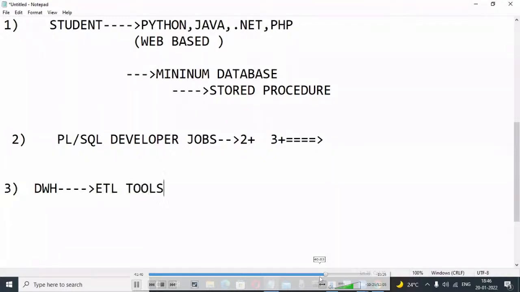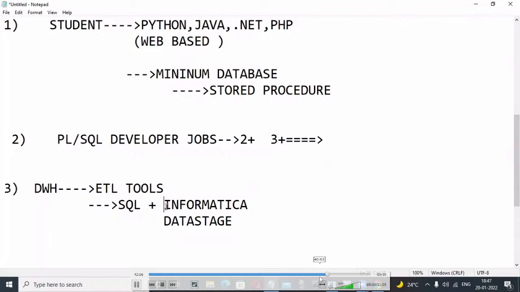ETL tools are there. These persons need a little bit of SQL knowledge; PLSQL is not required, just SQL knowledge. Having an idea of it, they learn these tools in institutes also. Informatica is a very popular ETL tool, and Talend is another tool there.